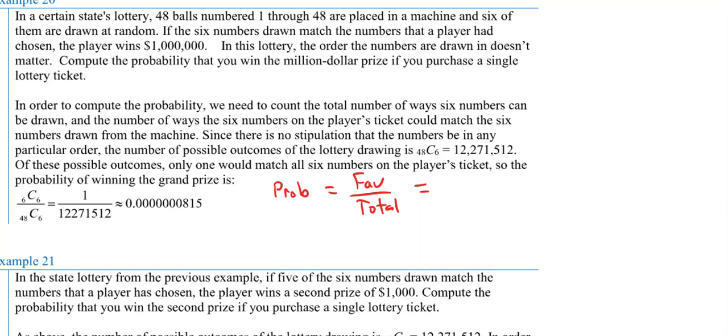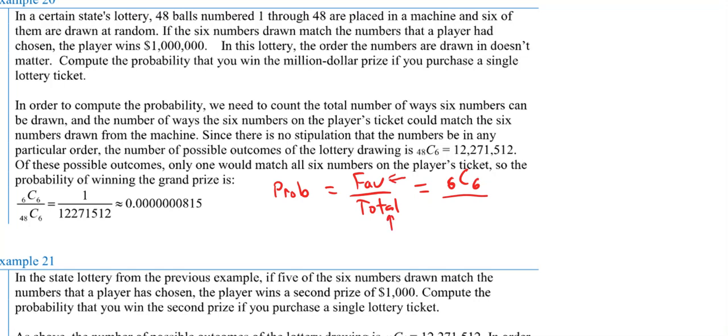Or you could think of those 6 numbers, I'm going to choose all 6 of them. So you could write that as 6C6. But that really is just 1. I just want you getting used to seeing it this way as well. So 6C6 over, and that was the number of ways that the favorable outcome could happen.